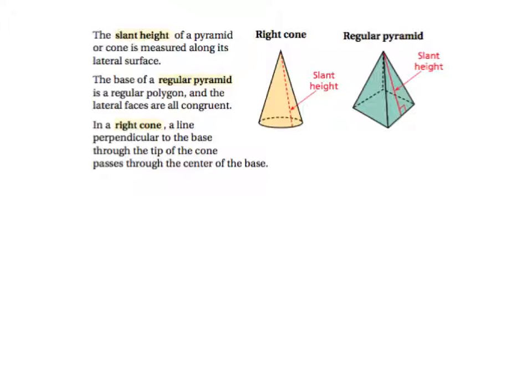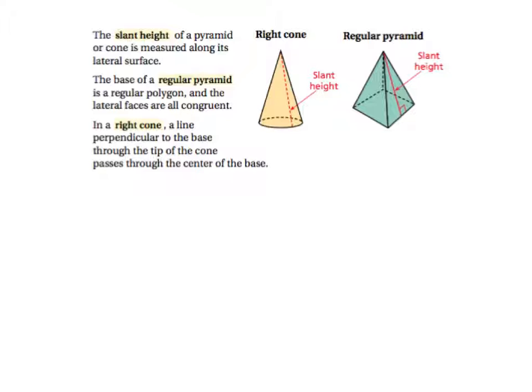The slant height of a pyramid or cone is measured along its lateral surface. This is the slant height. Remember, the lateral surface means the area around the cone. So the slant height right here is measured along its surface.